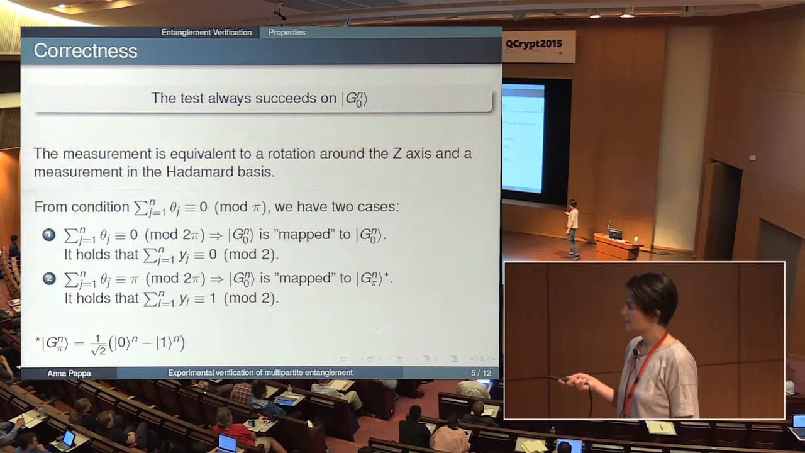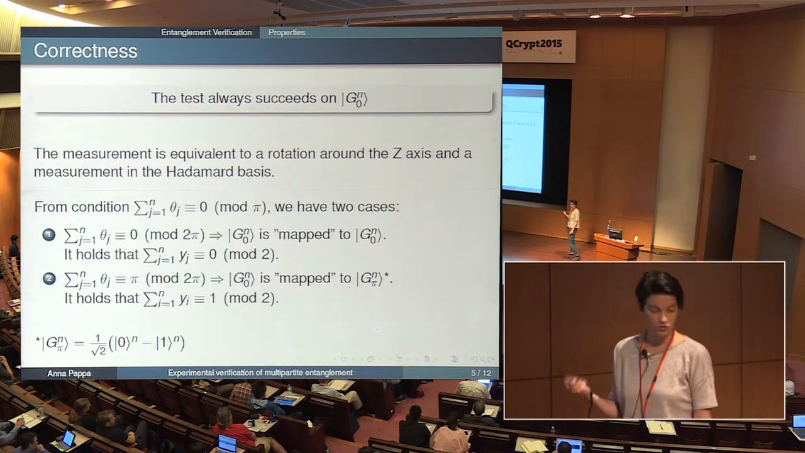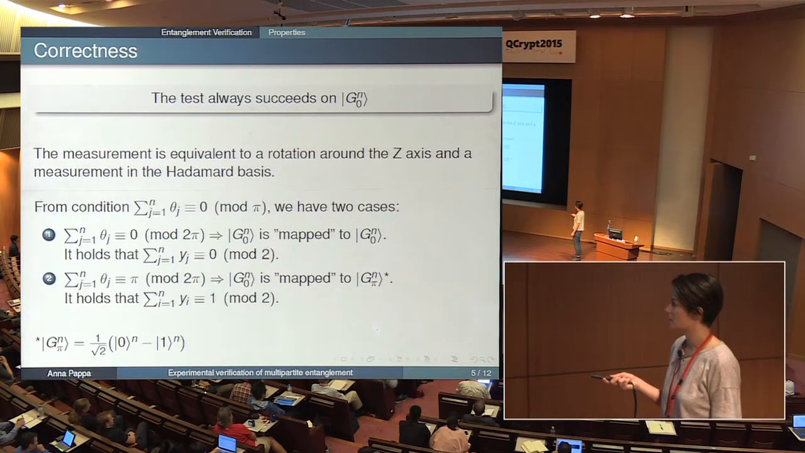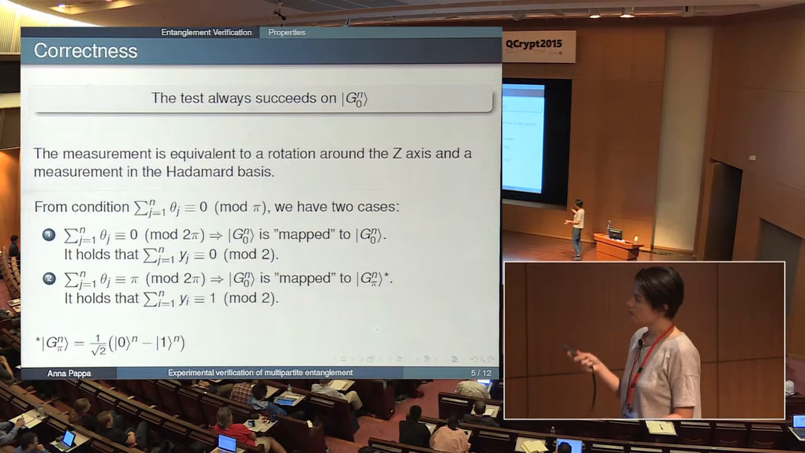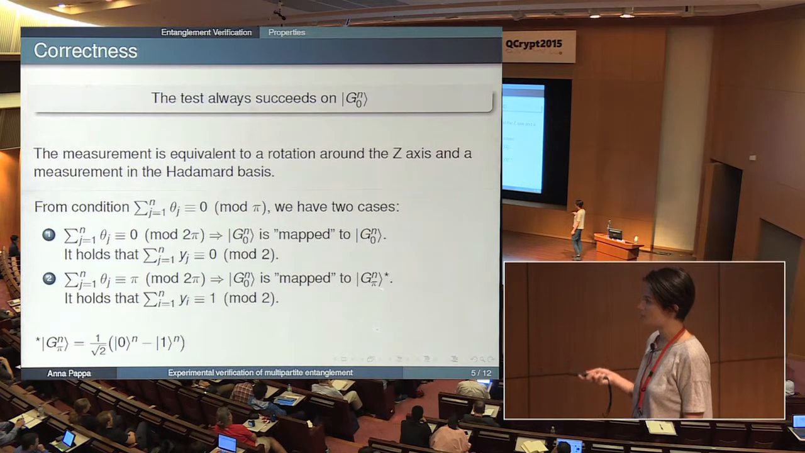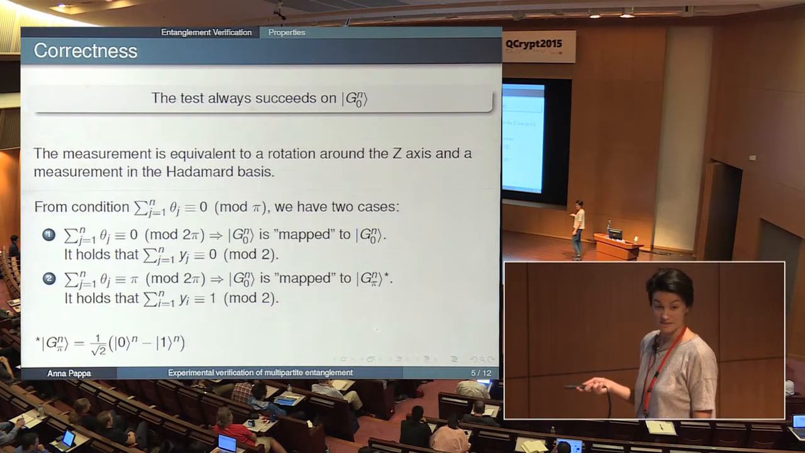Now, in the second case, the sum of the inputs can be an odd multiple of pi, right? So it can be pi, 3 pi, etc. Now, when we rotate the GHZ state by pi, then the GHZ state is mapped to an orthogonal state, which is actually the 0 minus 1 state.